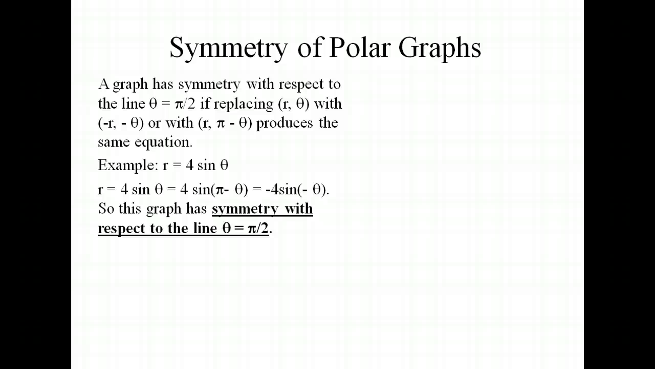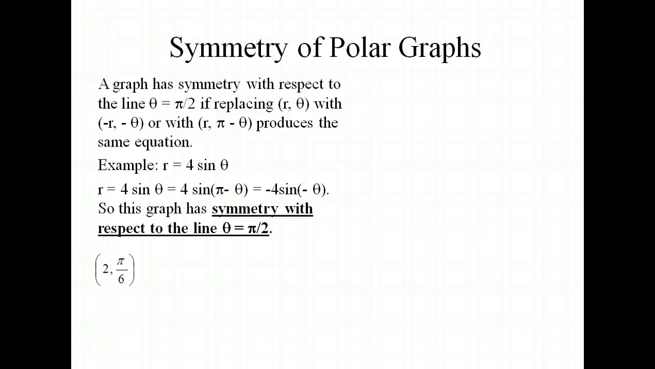So you can again go through your trig identities if you're unsure of these, or you can plot points and try to figure it out. So let's go ahead and plug in a few points. Suppose we started with pi over 6. The sine of pi over 6 is 1/2. So 4 times a half gives us 2 as our r value.